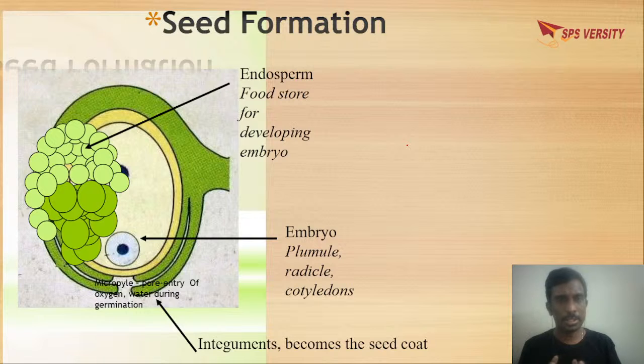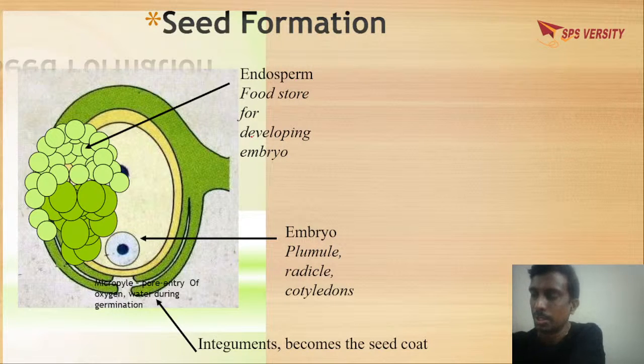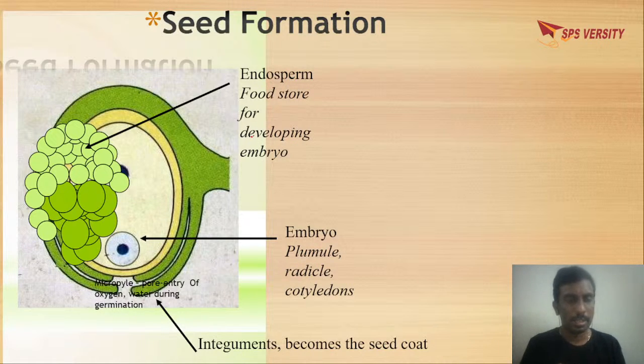Here you can see the endosperm, which helps in the nutrition of the embryo. After fertilization, the ovary develops into the fruit and the ovule develops into the seed. Inside the seed we can see the embryo and the endosperm.